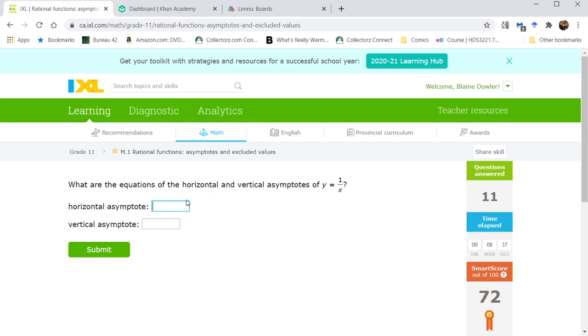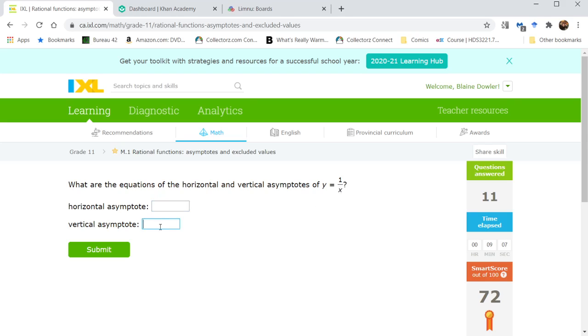Now here we don't have a graph to support us. We have to produce our own graph. So what are the equations of the horizontal and vertical asymptotes of y equals 1 over x? So one solution is to simply graph it. The other solution is to recognize the vertical asymptotes will be the non-permissible values, or as IXL calls them, the excluded values. That's where our denominator equals 0.